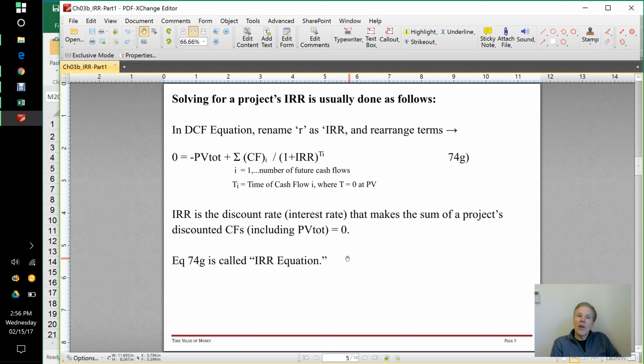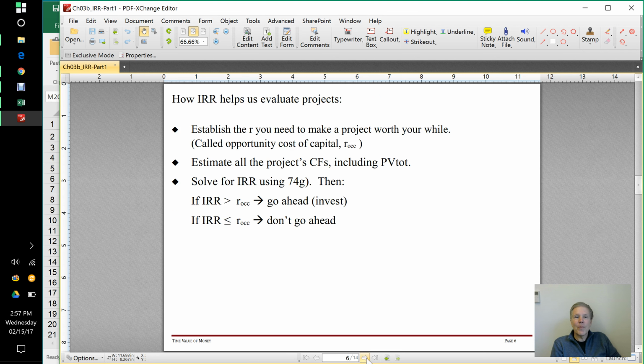The way to think about this is our IRR is our discount rate or interest rate that makes the sum of a project's future discounted cash flows plus our present value total equal to 0. So to simplify, IRR is the discount rate or the interest rate that makes the sum of all the project's cash flows, when properly discounted, equal to 0.